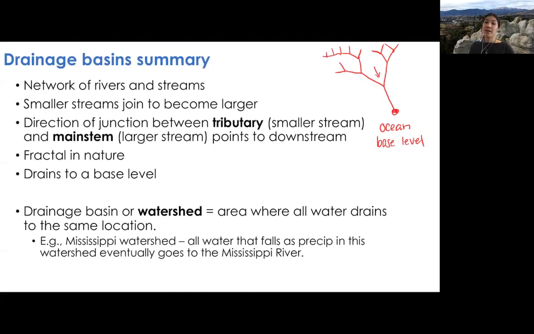Exceptions to that are areas with internal drainage. Death Valley is one of those. A lot of areas in the Basin and Range part of Nevada are also internally drained, and so they don't actually go to the ocean.